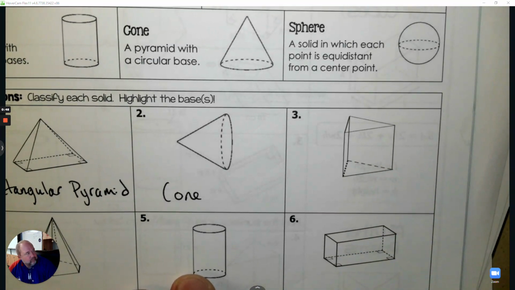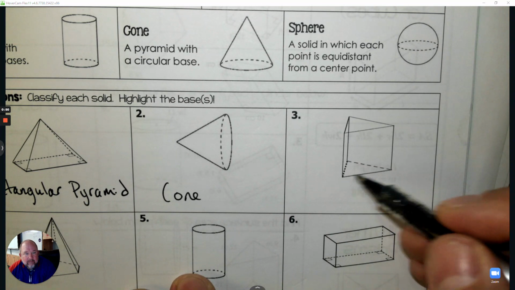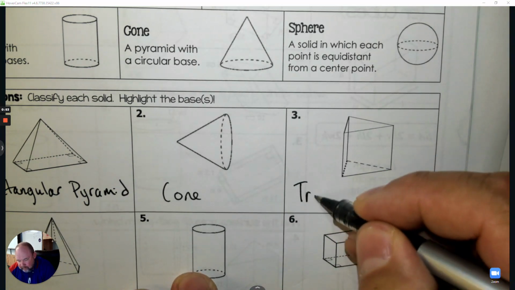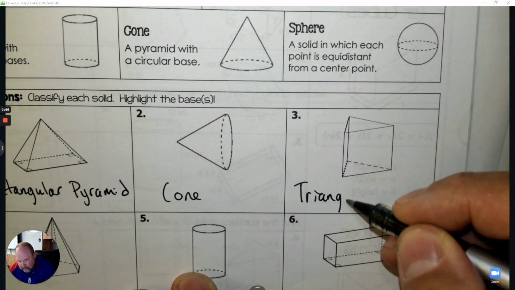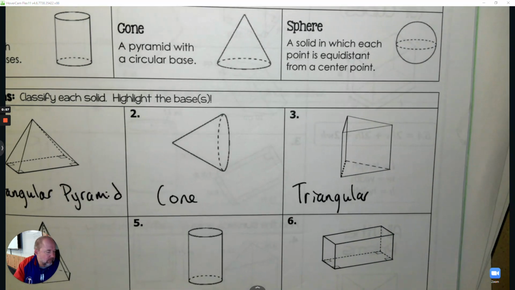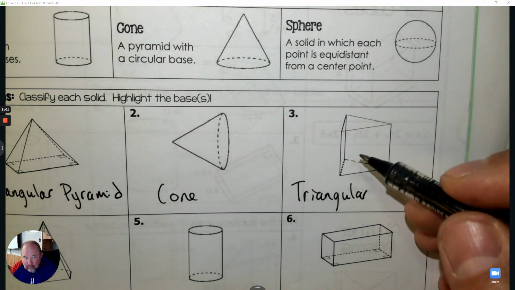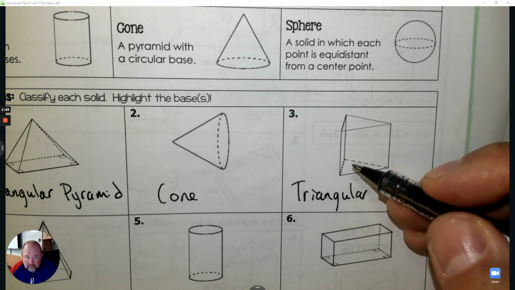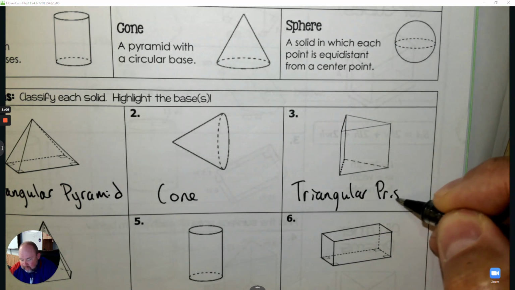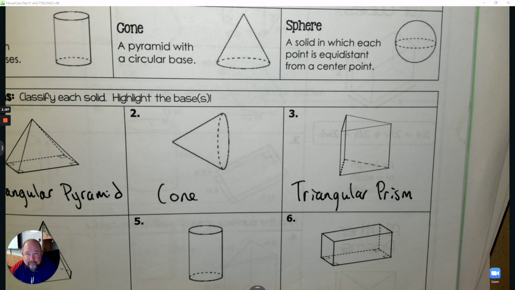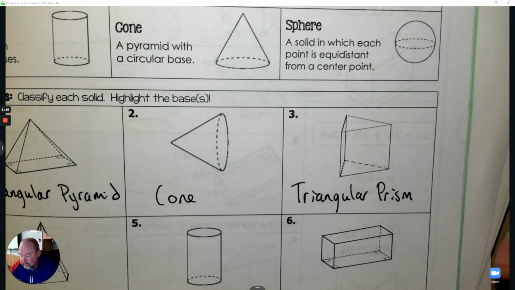Here, the bottom is a triangle. But if you look at the sides, they're rectangles. And if you look, there are 2 bases. So when you have 2 bases, that's called a prism. When there's only 1 base, it's called a pyramid.